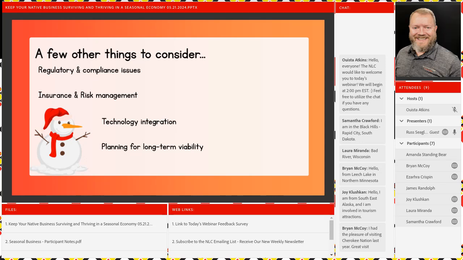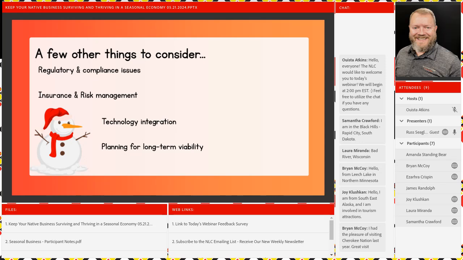Technology integration. Technology integration is one of those things that if you have not implemented a point of sale system, if you don't have an online booking and reservation system, if you're still trying to do this with a telephone and a spreadsheet or a ledger book, if you don't have inventory management software or customer relationship management software, so that when people come in on a certain day, you know that they're celebrating their anniversary, those are things that you want to consider investing in.